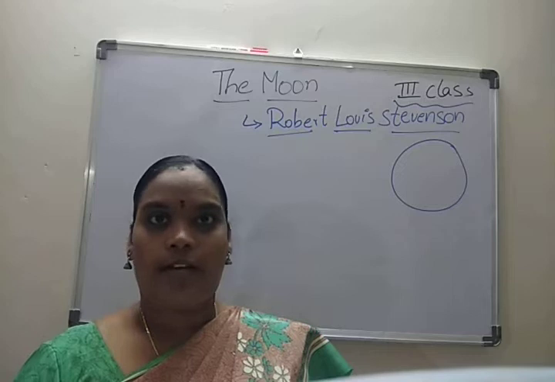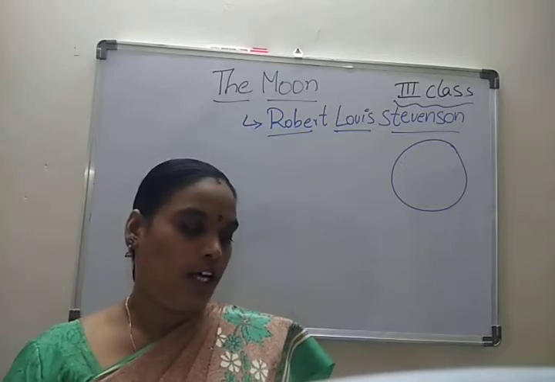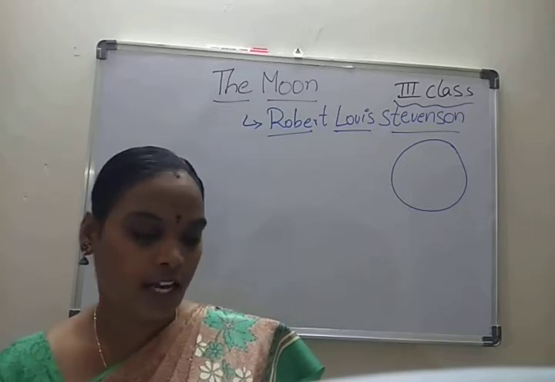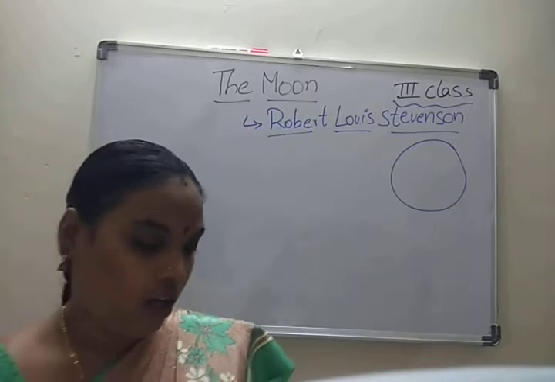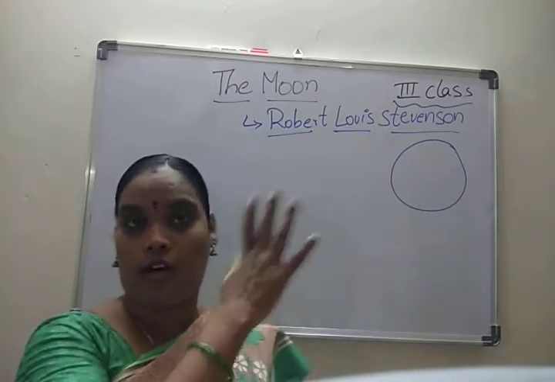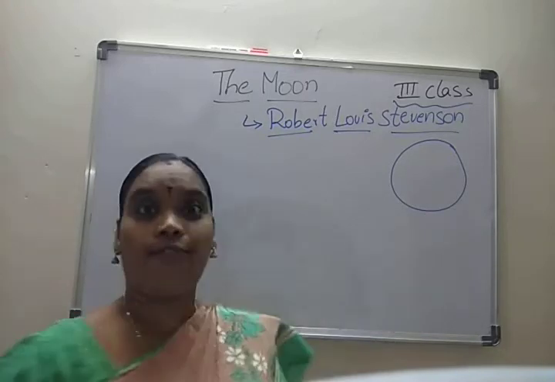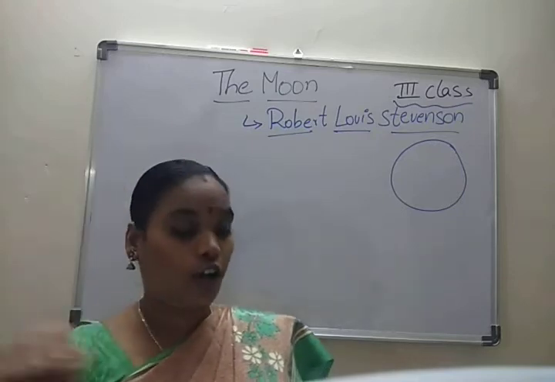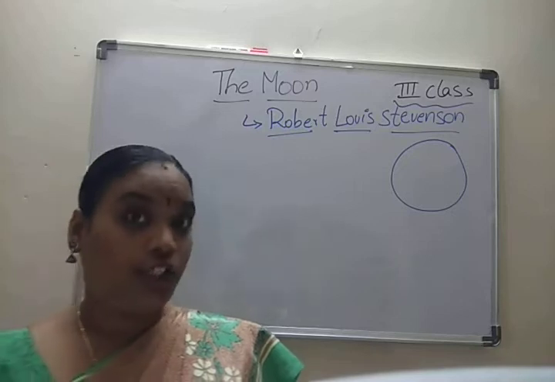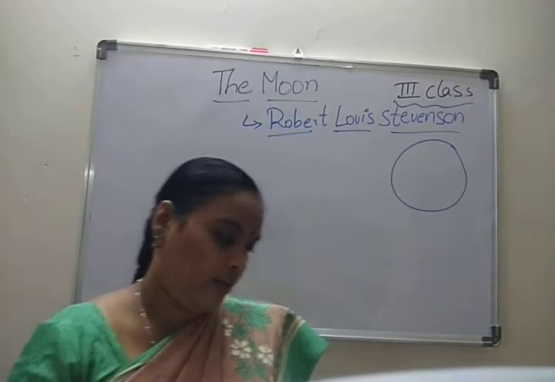Coming to your poem, take your textbook and read after me. First, one time I have to read. Next, second time you have to repeat. The moon. The moon has a face like the clock in the hall. The moon has a face like a clock in the hall. She shines on thieves on the garden wall.